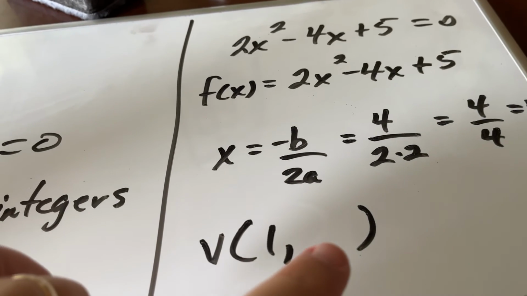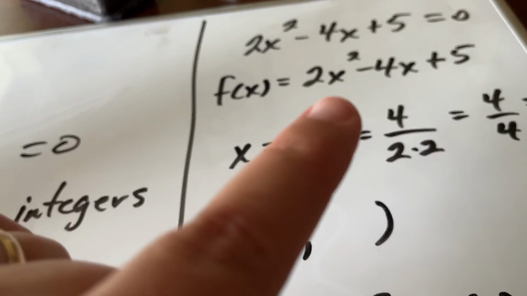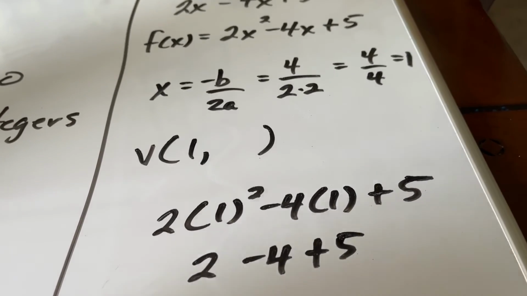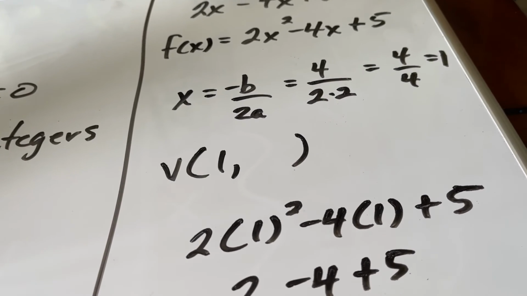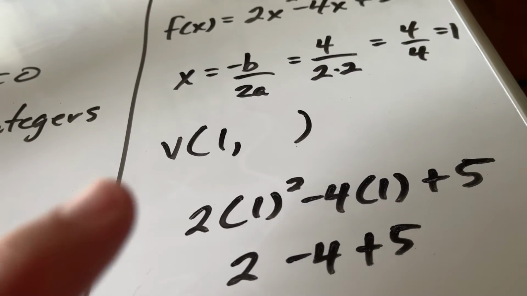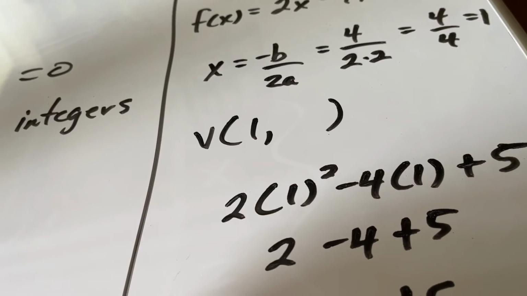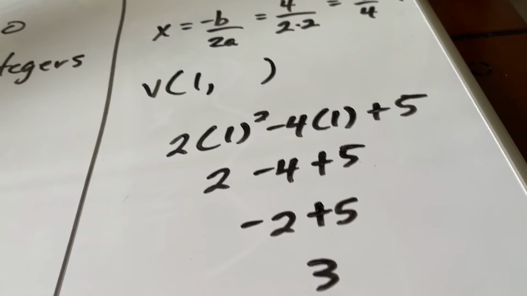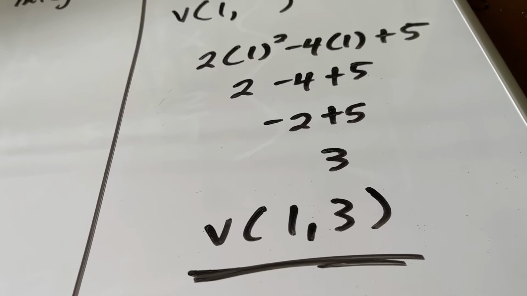Now we need to know the y value, and what we're going to do is take this 1 and substitute it in there for x. So I did that right here. 2 times 1 squared minus 4 times 1 plus 5. Well, 1 squared is 1, so 1 times 2 is 2. Negative 4 times 1 is negative 4, plus 5. If you add those together, you get 3. So the vertex is (1, 3).